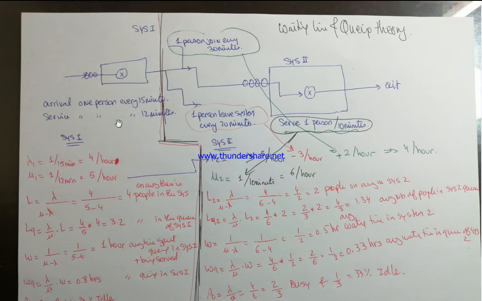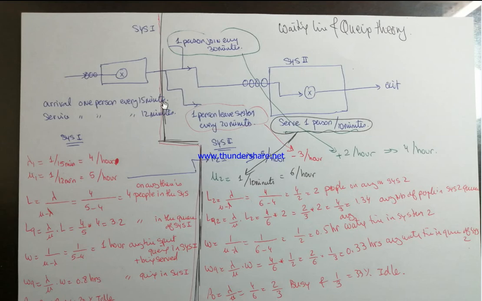Okay, so the first step is to study the system. The two systems are separate and independent, although they are in sequence. But when we study them, we have to study system 1 alone and system 2 alone. So let's see how this happens. The first step is to calculate lambda and mu. Lambda is the arrival rate and mu is the service rate.